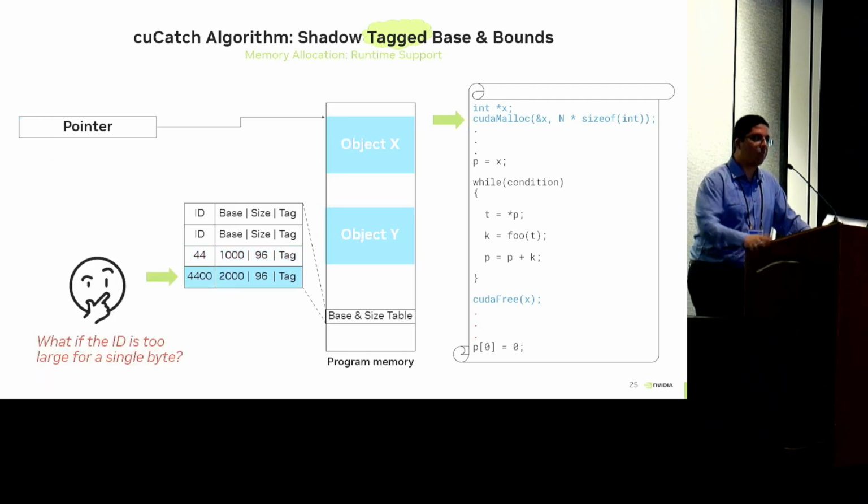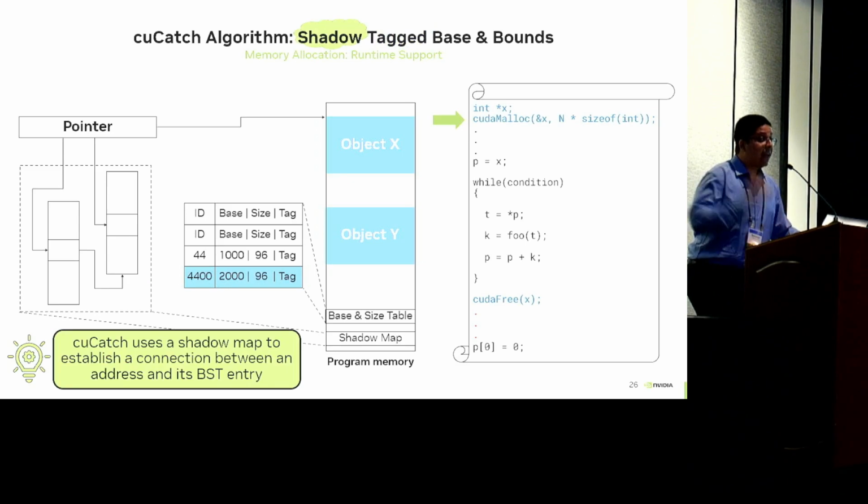Okay, someone might be wondering right now, what is going to happen if your ID is too large to fit in one single byte? Let's say it's 4400 instead of just 44. Here comes the shadow component of our algorithm.